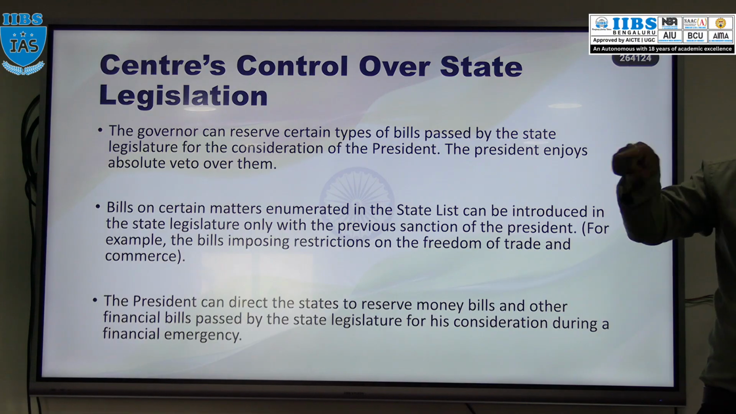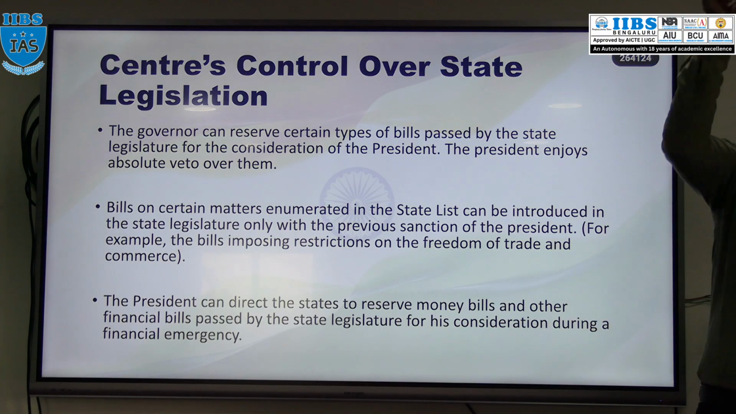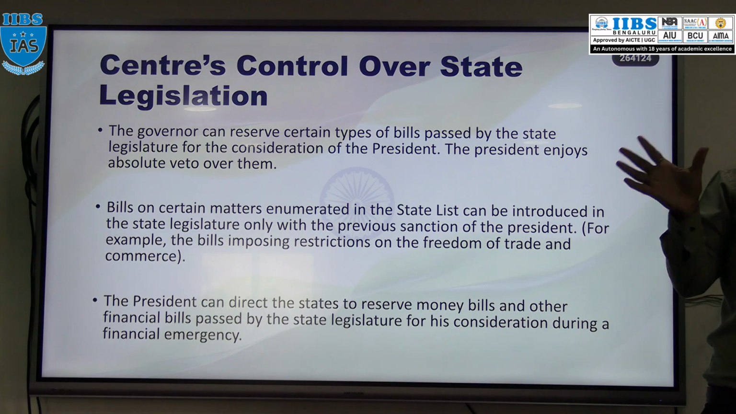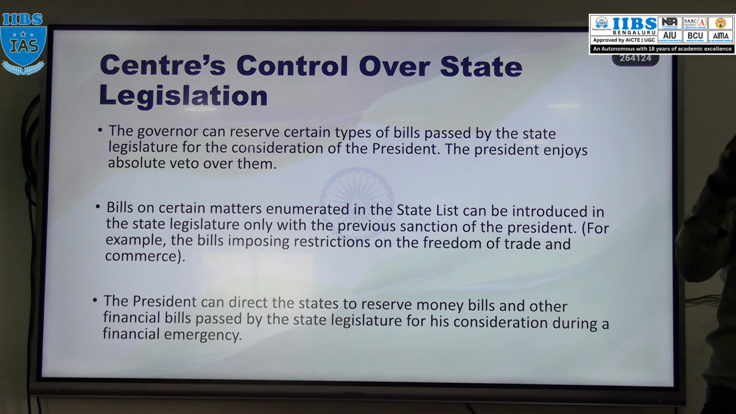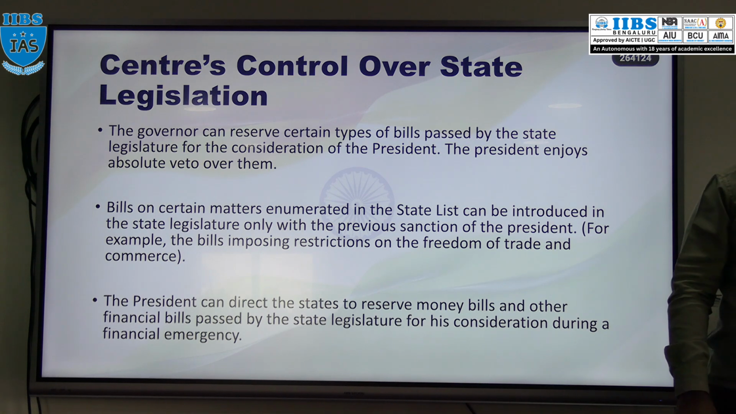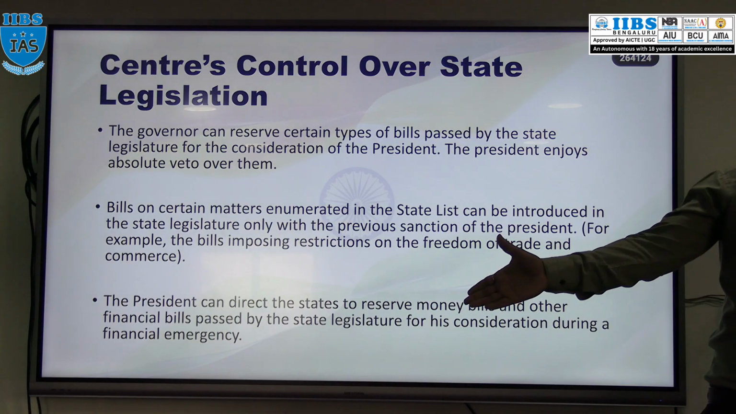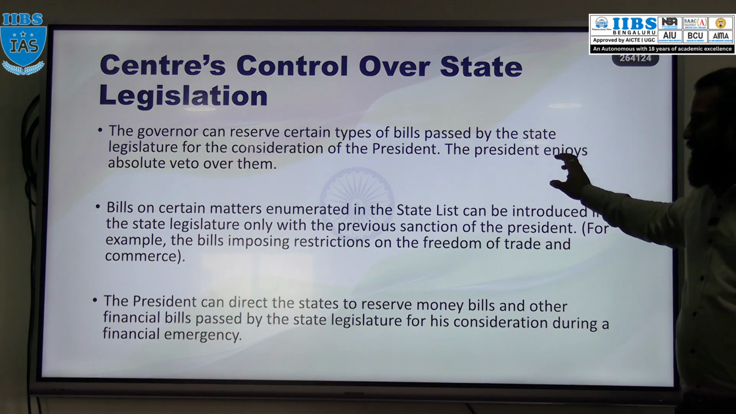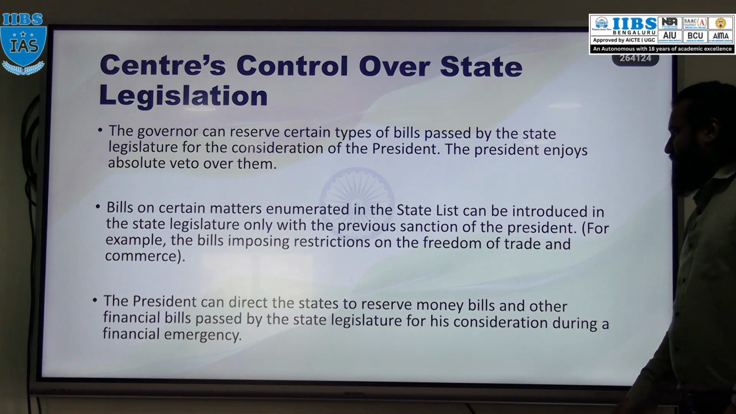That bill is in the interest of the state legislature, but the President is involved, meaning the central government is involved. Right? And the President has an absolute veto over that bill. No time limit. The President can keep that bill, and the President can reject that bill also, though that bill is passed by the state legislature. That means it is a state subject only, right? But the Centre is controlling the state legislature.